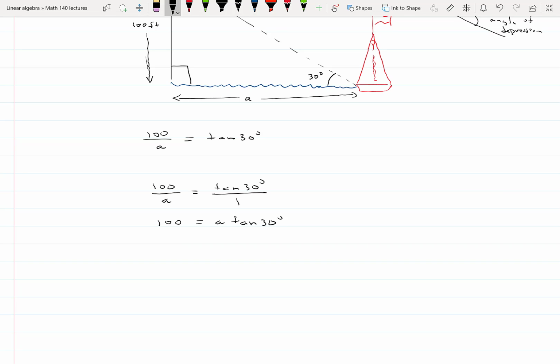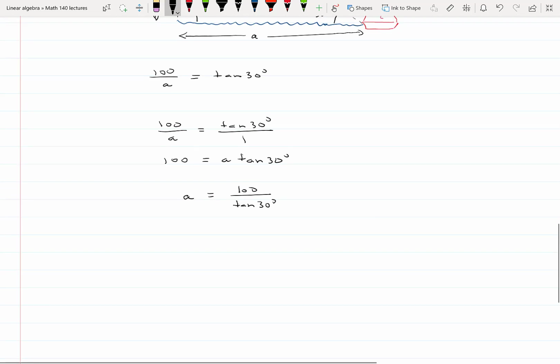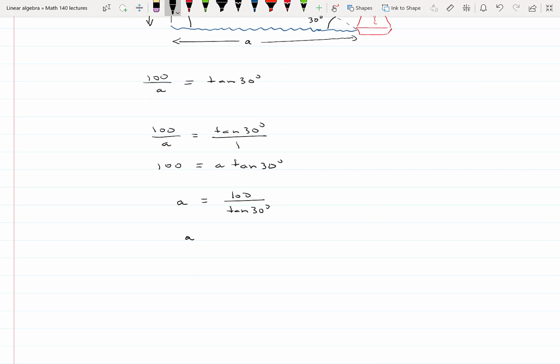I want to solve for A, so divide both sides by tangent 30. So A equals 100 over tangent of 30, and you simply enter this into your calculator the way you see it. If you do that, and I rounded to 1 decimal place, we get 173.2. If you round it to 2 decimal places, it's fine. So we get about 173.2 feet.